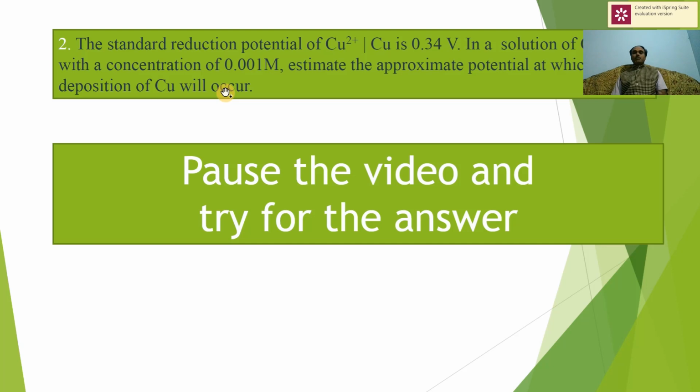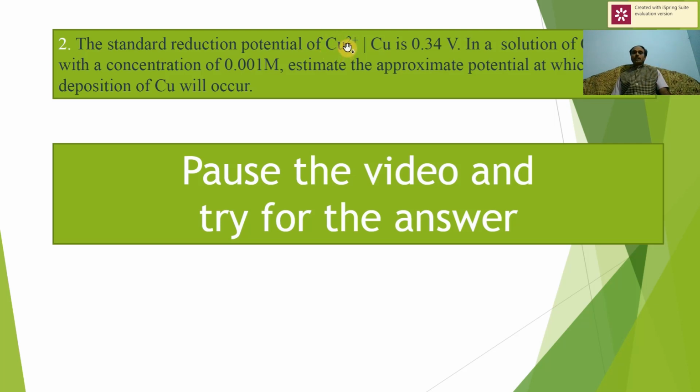This is the same type of problem as in the first problem itself. Here the standard reduction potential of copper 2 plus copper is given as plus 0.34 volt, and in a solution of copper 2 plus ions having a concentration of 0.001 molar. Then you can find out the N value here. What is N? Number of electrons which are being transferred during the course of the half cell reaction.